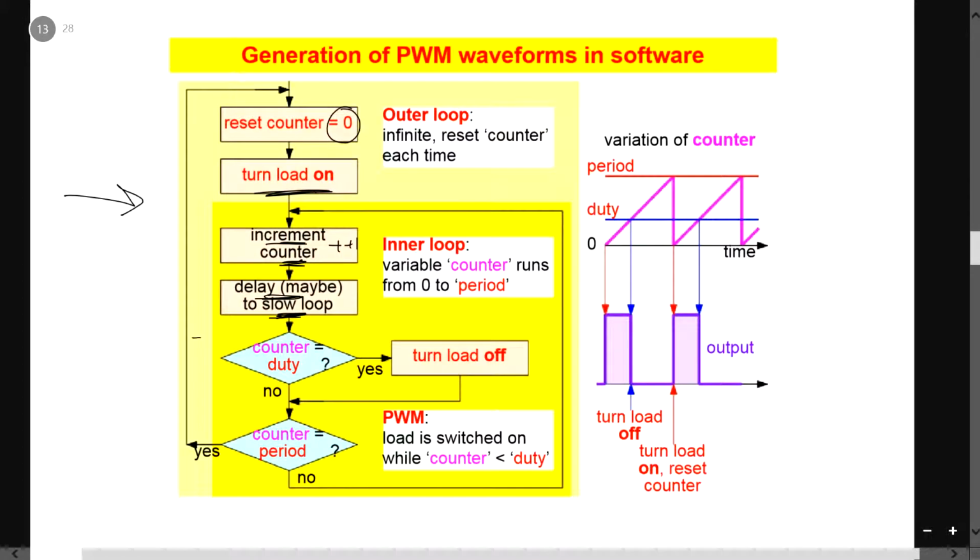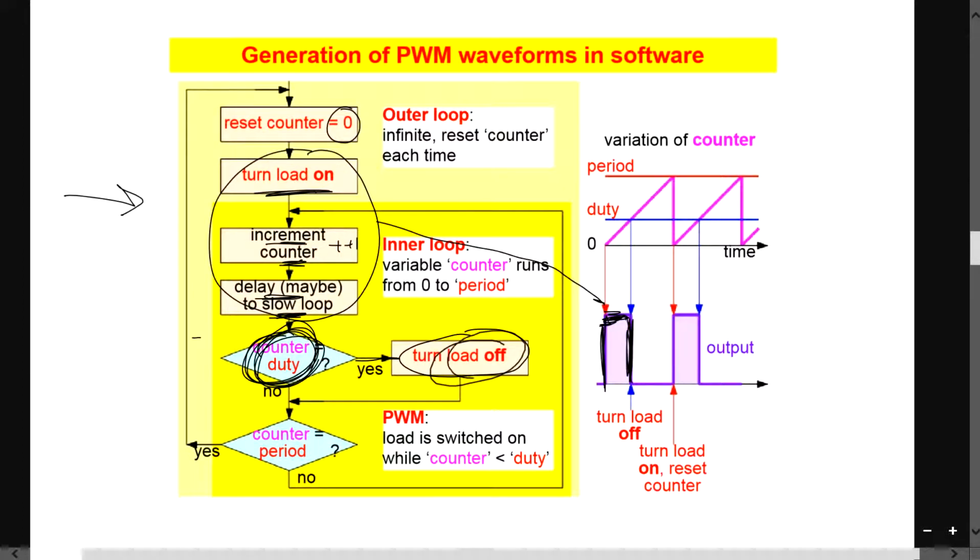Alright, after that, is the counter duty equal to your counter that you want? If it's yes, then you turn the load off. Okay, so over at this side, it's talking about this side. It's trying to turn this thing on, and at the time when you reach your counter duty, when you count already, you can actually turn it off.